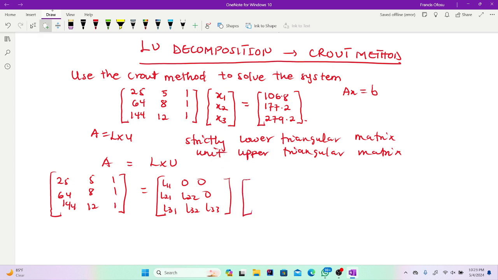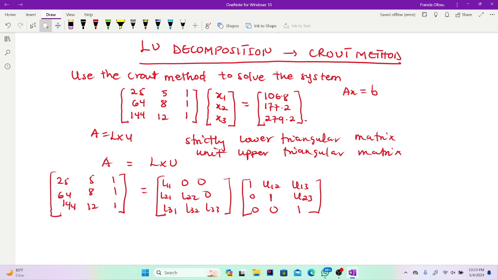When you say unit upper triangular matrix, it means that the elements on the principal diagonal are all 1. So you simply write 1, then U12, U13. Then here becomes 0, 1, then here becomes U23. Then you have 0, 0, 1. So this is what we call a unit upper triangular matrix. You have the elements on the principal diagonal equal to 1, then the others are non-zero.